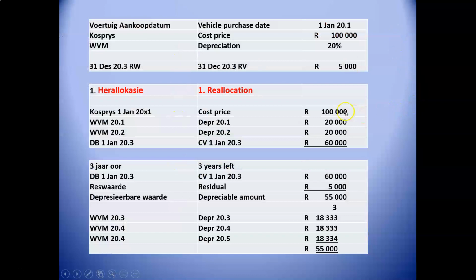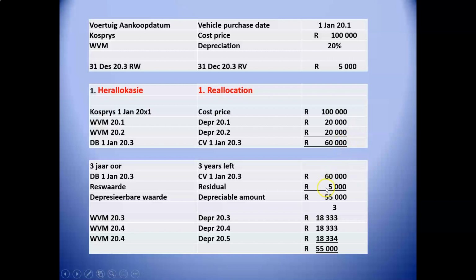So let's look at the figures. We said, well, the cost price of the asset was 100,000. We've written it off over a 5-year period, i.e. 100 divided by 5 equals 20% per annum, which gave us 20,000 in 21, 20,000 in 22. So at the beginning, carrying value at 1 January 23, that would have been 60,000. Our starting point with a reallocation method. So we say, okay, well, 2 years obviously is gone. We're going to write it off over a 5-year period. So how many years are left? 3 years are left.